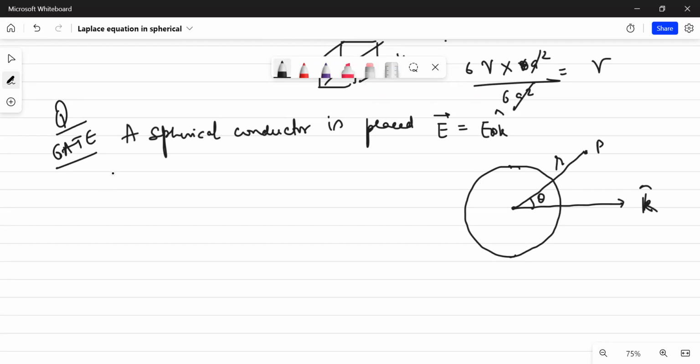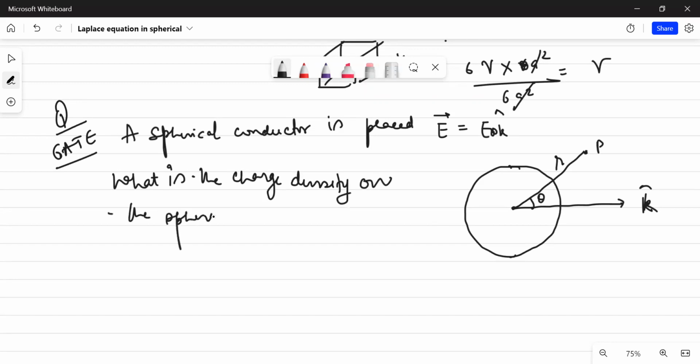You were asked what is the charge density on the sphere? What is the charge density on the sphere at theta equals 30 degrees? So this was what was asked in your GATE examination. Again, a simple question.